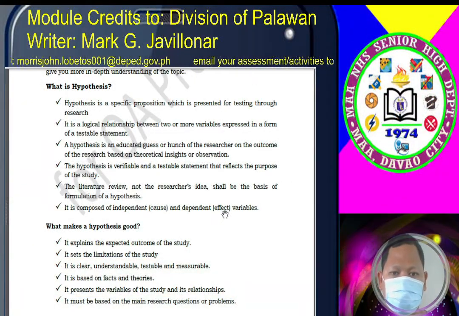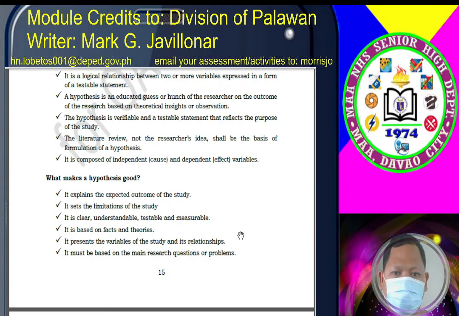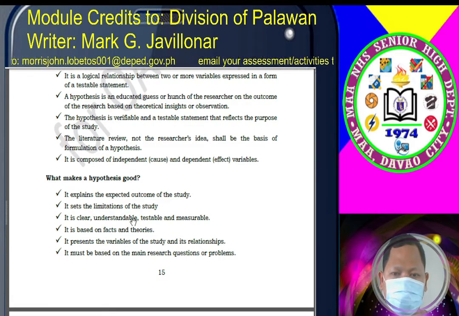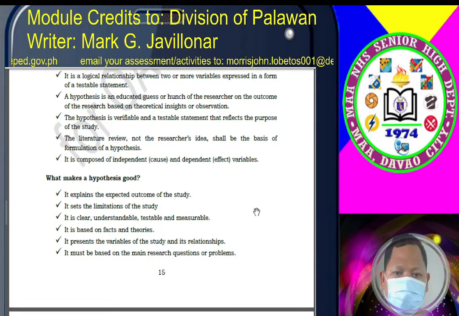So what makes a good hypothesis? It explains the expected outcome of the study. From that diagram or the conceptual framework, you can expect the outcome that there is a possible relationship between the two variables. Then it sets the limitations of the study. It is clear, understandable, testable, and measurable. It is based on facts and theories. It presents the variables of the study and their relationship. It must be based on the main research question or problems.